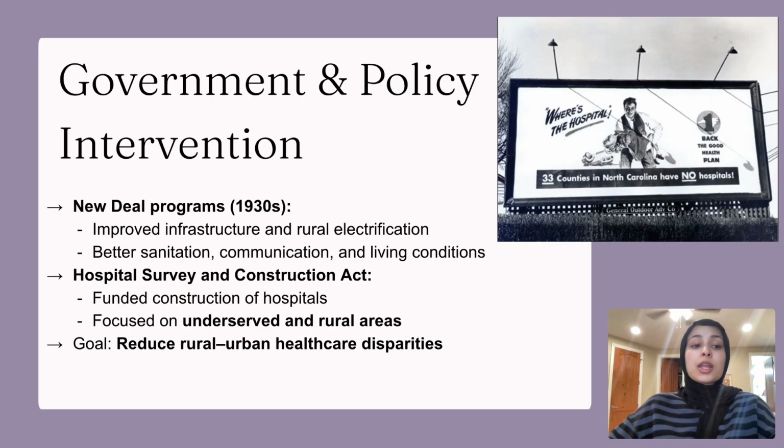Government policy and intervention. The government started to pick up on this big shift between urban and rural communities, because urban communities were growing so quickly with state of the art technology, medicines, and medical care, while rural areas were stuck in the past. Around the 1930s, they put in the New Deal programs, which indirectly improved people's health. They improved sanitation policies, communication, living conditions, and electricity. While these didn't directly affect health, they indirectly improved it because, for example, improving sanitation lowered disease rates.